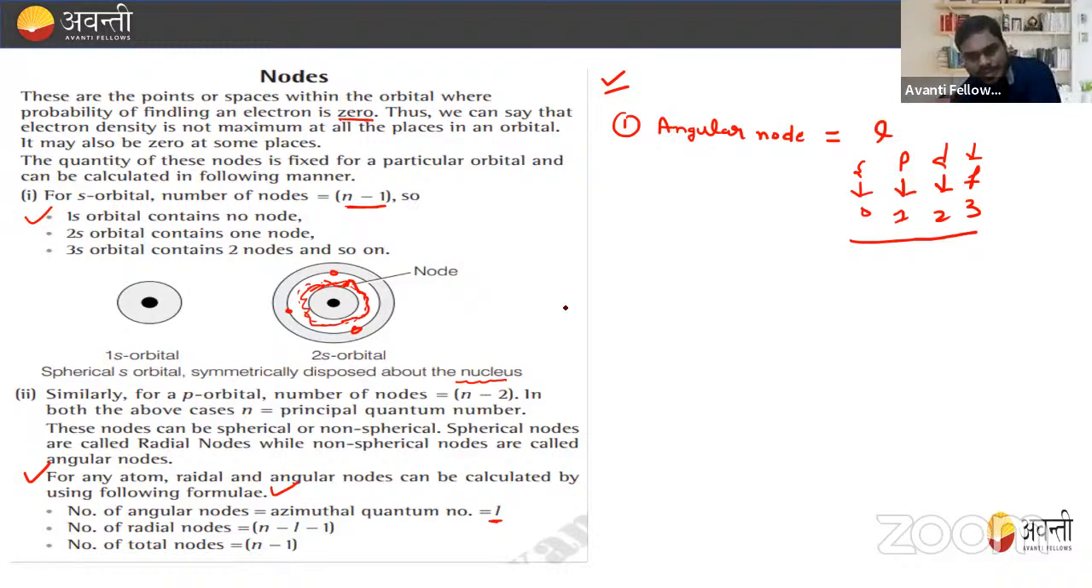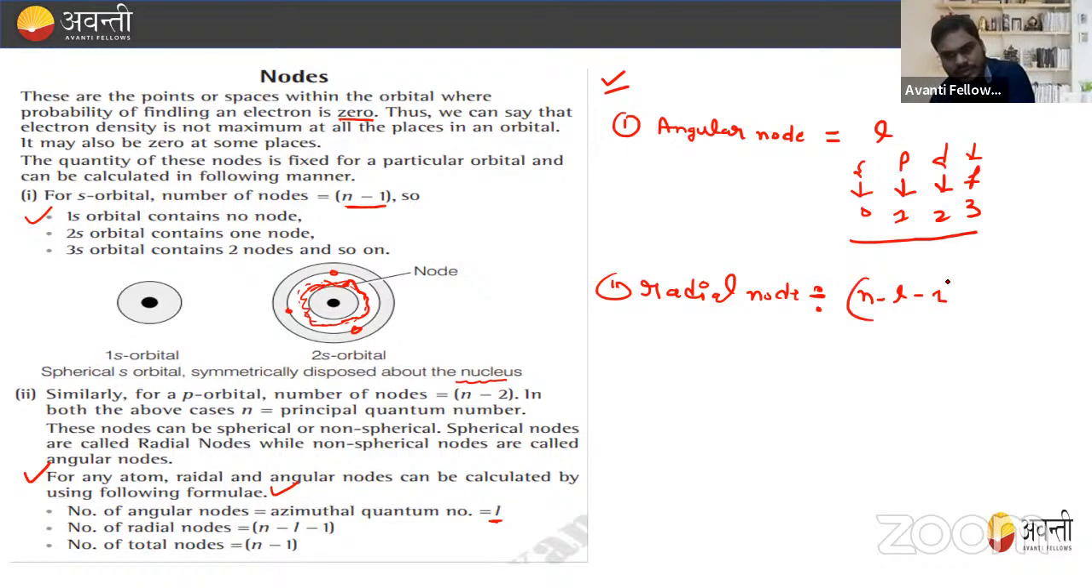On a similar basis, how will you calculate the radial node? We can calculate the radial node as n minus l minus 1. So n minus l, and then minus 1. For example, if someone says for 3p, just calculate the radial node. How will you calculate it, beta? Here n is equal to 3, l is equal to 1, so 3 minus 1 minus 1, that is 3 minus 2, which is equal to 1.